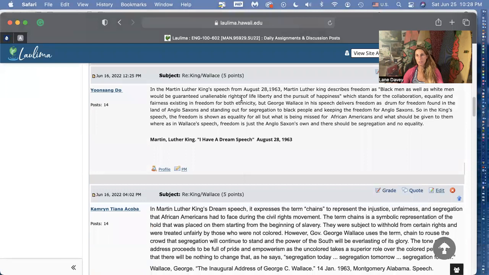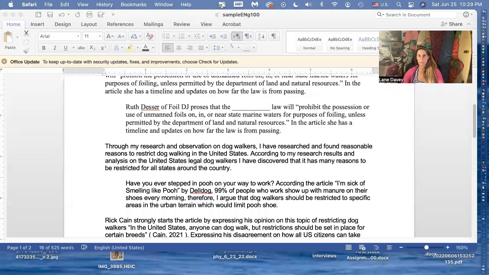In King's speech, in Wallace's speech, King says this, Wallace says this. Here's why they view freedom different. King views it as something for everyone. You know, give examples, this and that. It's a conversation. You're using context. You're using quotes. You're providing analysis. That's what you should have done on your blog resource 2 and 3.